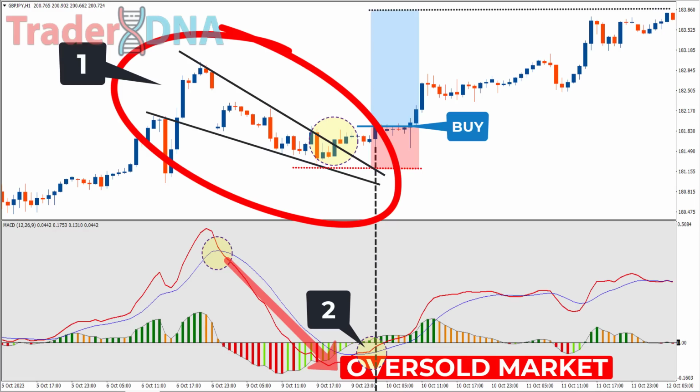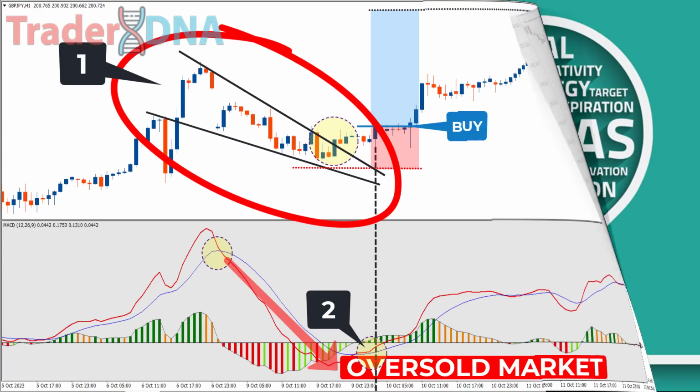Note: sometimes, MACD signals may precede wedge pattern breakout signals, or vice versa. Wedge pattern breakout signals may precede MACD signals. In this case, the wedge pattern breakout offers an earlier signal compared to MACD.